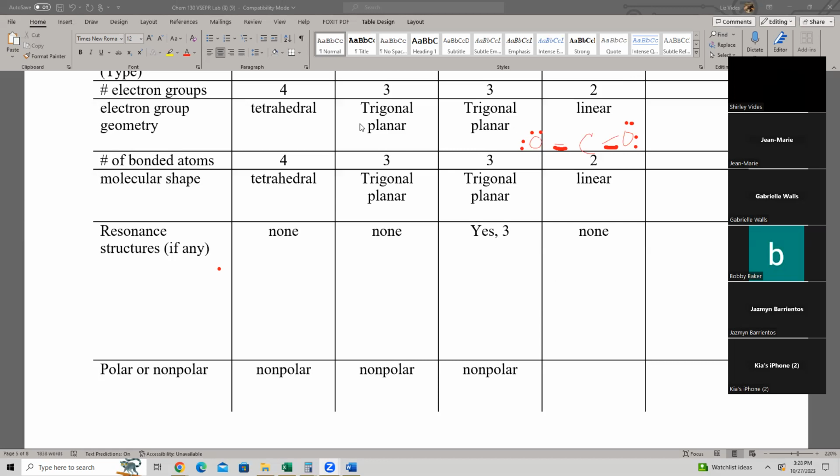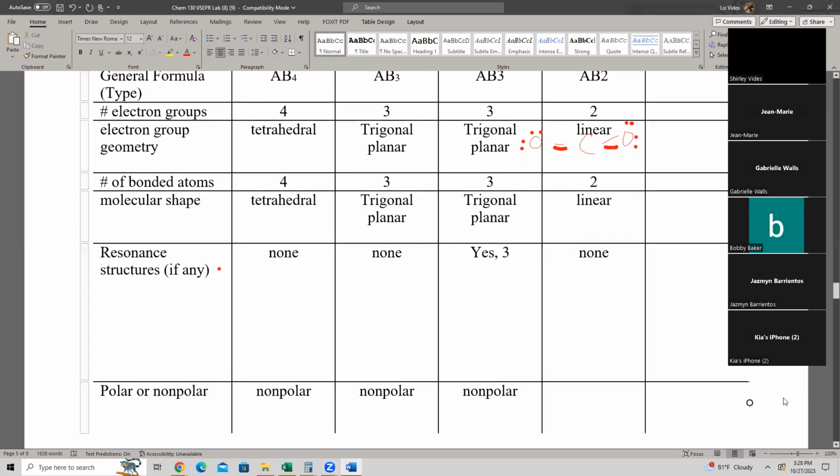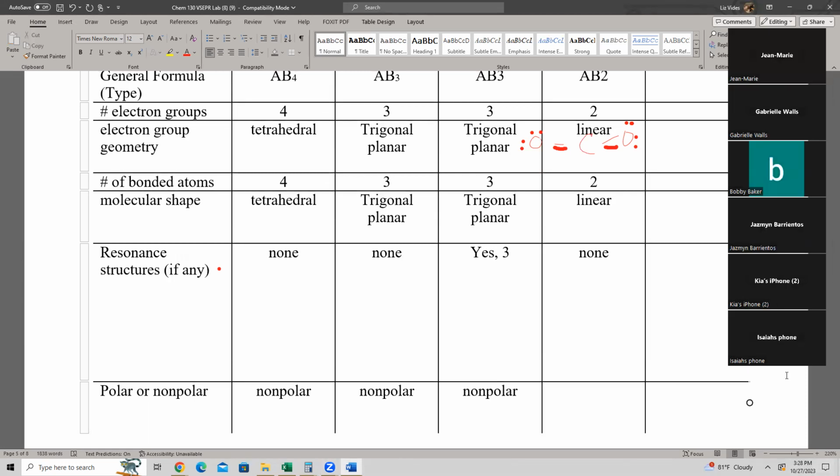So which one? Come on, do the reaction. I want to see it. At least one of you. Come on. I don't see a single one of you participating. Come on. I know you can.